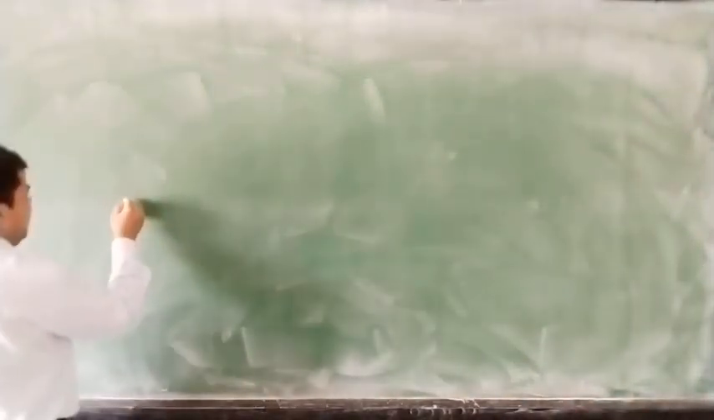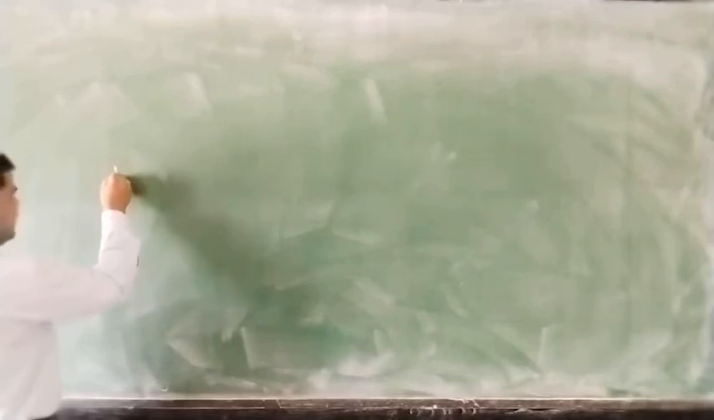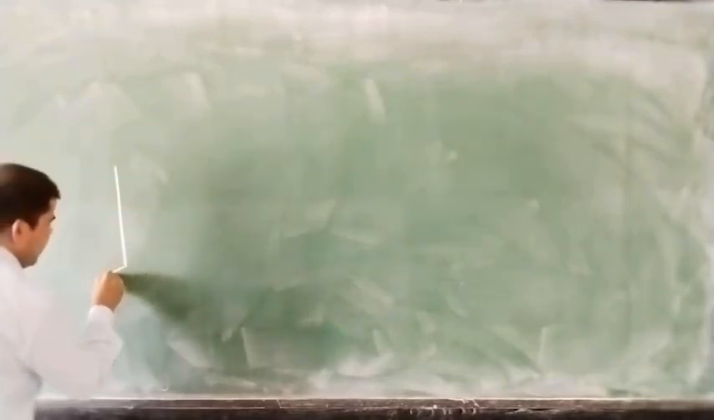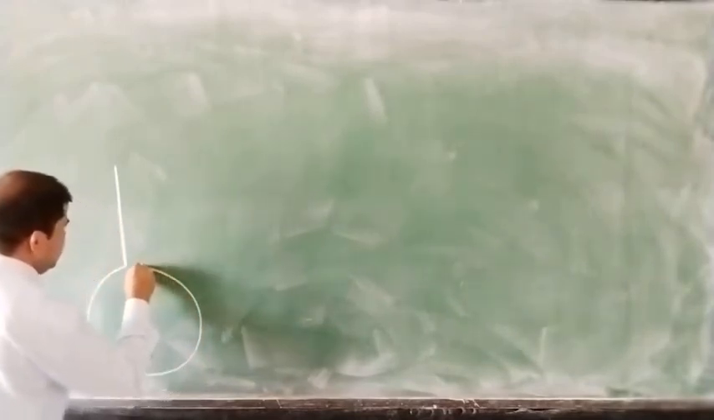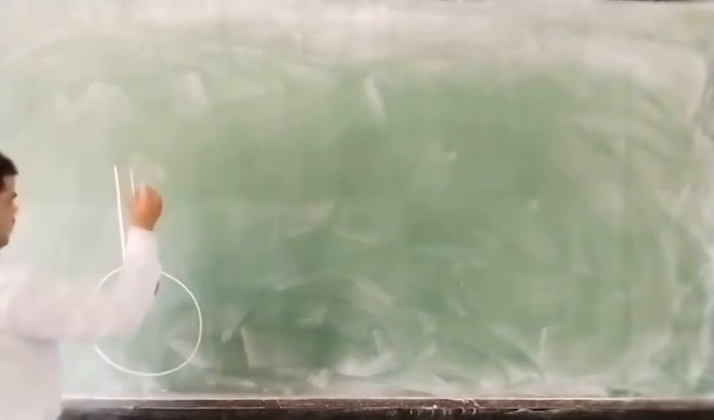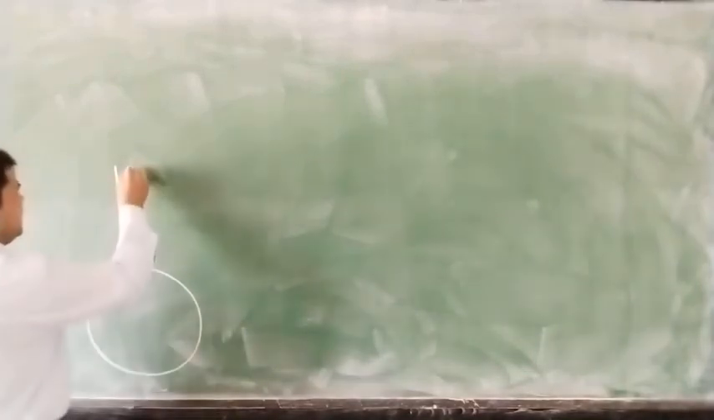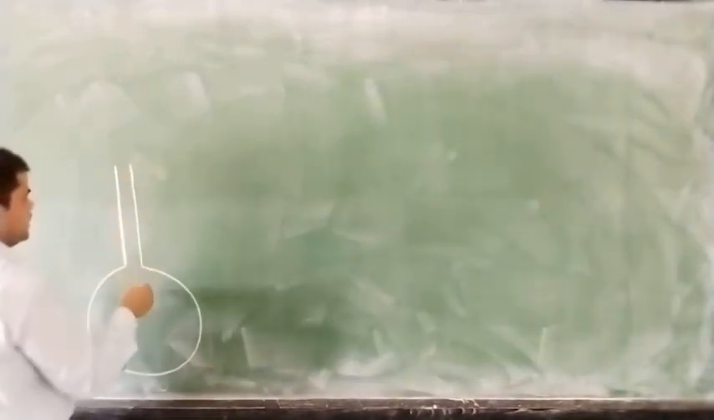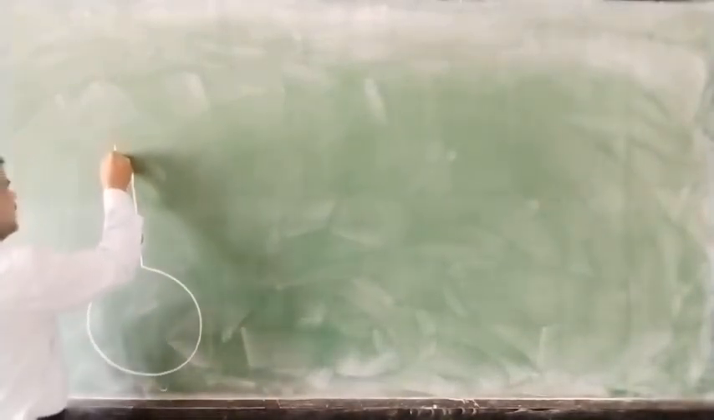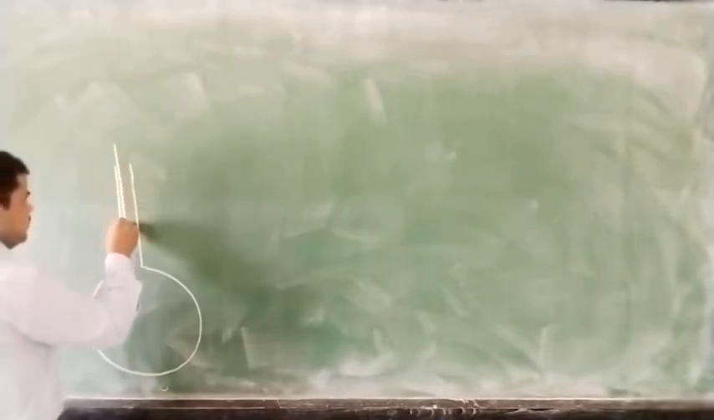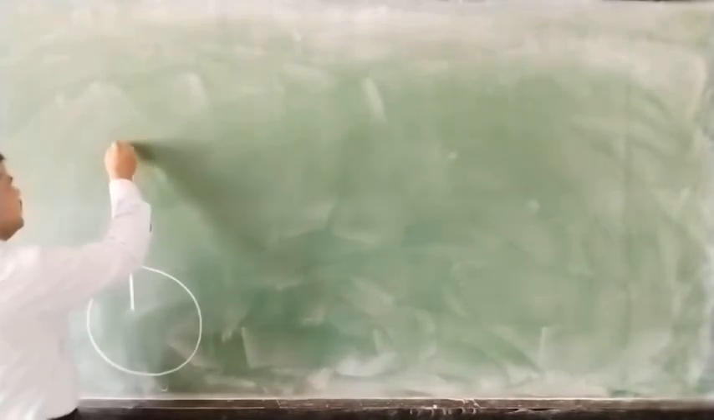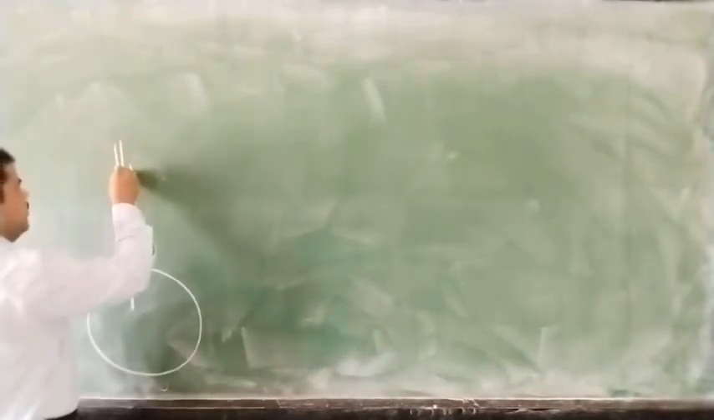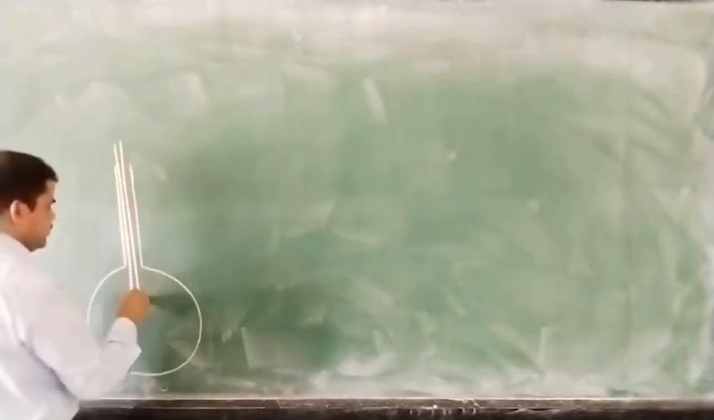So here, first of all, we will take one distillation flask. The distillation flask is cylindrical in shape, like in this manner. So this is the cylindrical distillation flask, and beside this you will take one thermometer, and one delivery tube.